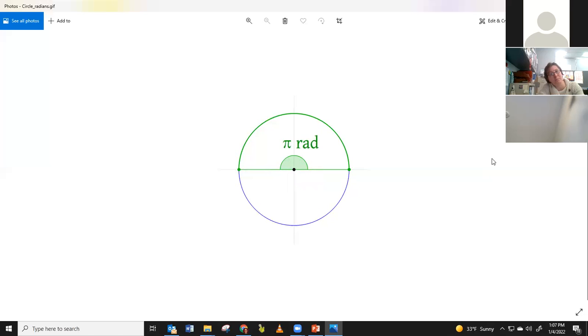That's the 0.14, 3 full radian measures around the top. And then that little bit more, that's what pi is. And that's where pi comes from.